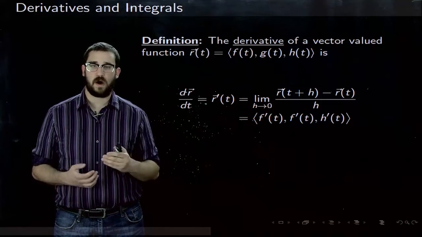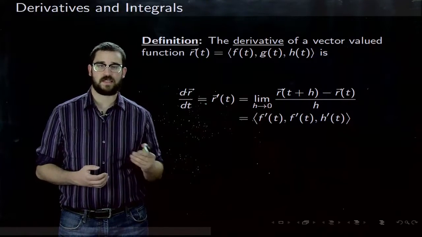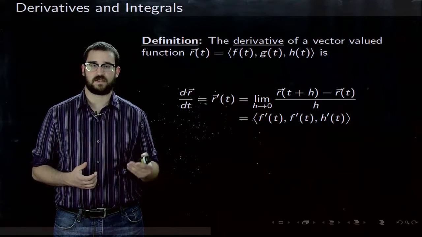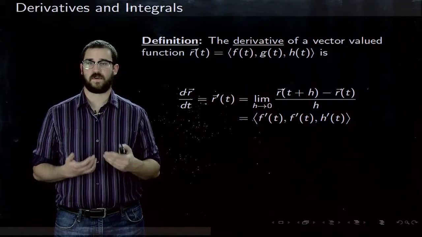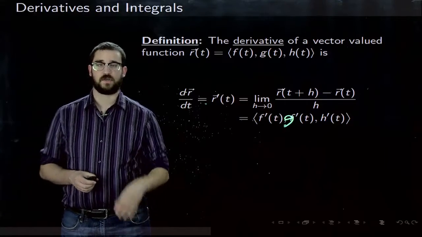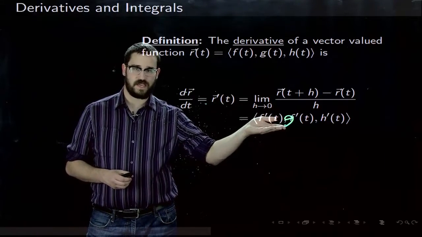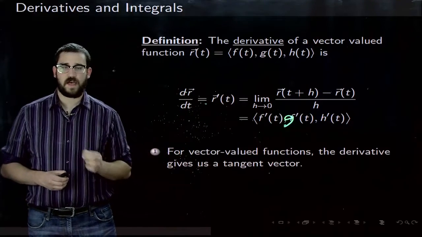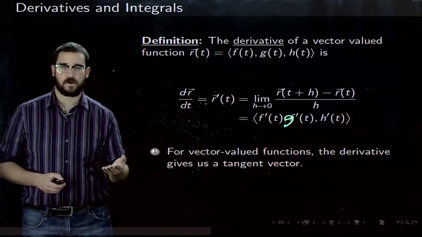And we say dr dt is just r prime of t, which is the limit as h goes to 0 of r of t plus h minus r of t all over h, just like how we would have defined a derivative in Calc 1. This leads us to r prime of t is f prime of t, g prime of t, h prime of t. For vector-valued functions, the derivative gives us a tangent vector.